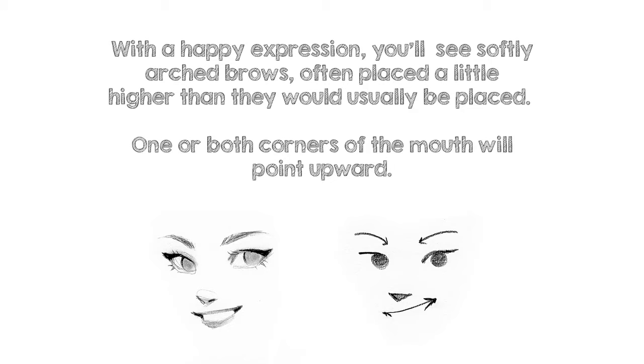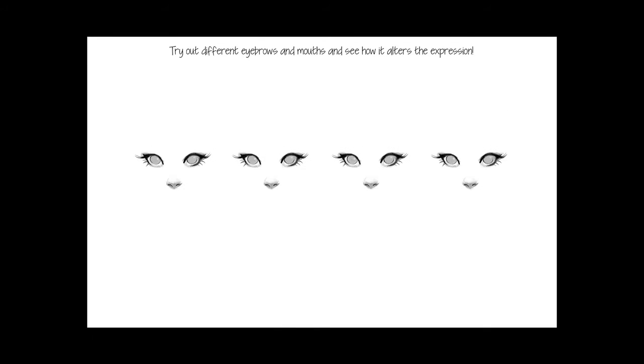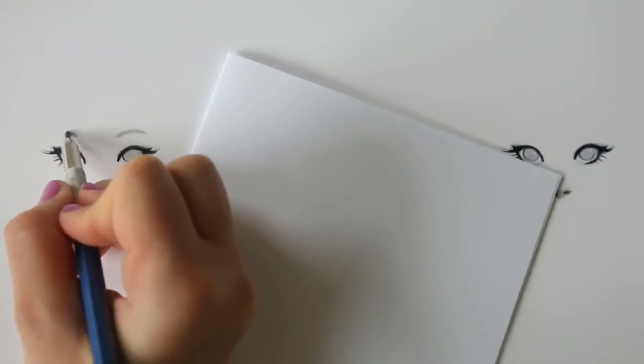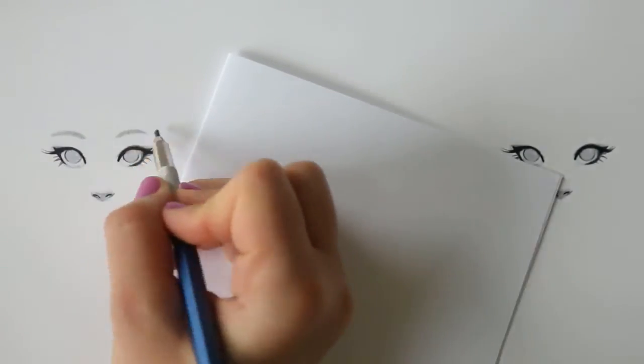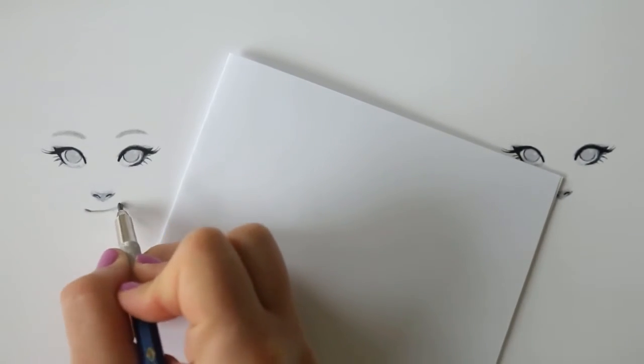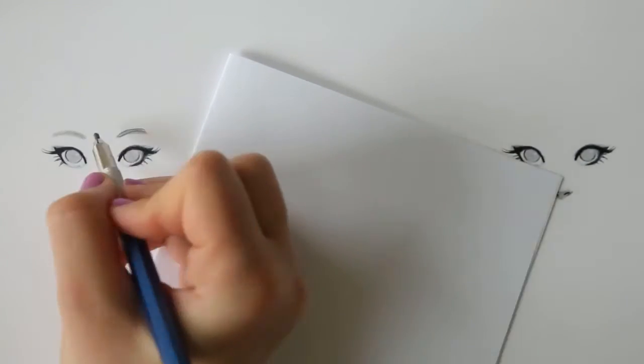With a happy expression, you'll see softly arched brows, often placed a bit higher than usual. And you'll also see one or both corners of the mouth pointing upwards. I've provided a printout like this for you to experiment with expressions, just by altering the brows and the mouth. So first, I try some simple, softly arched brows, and a simple, softly arched mouth. Look how content she looks right away.